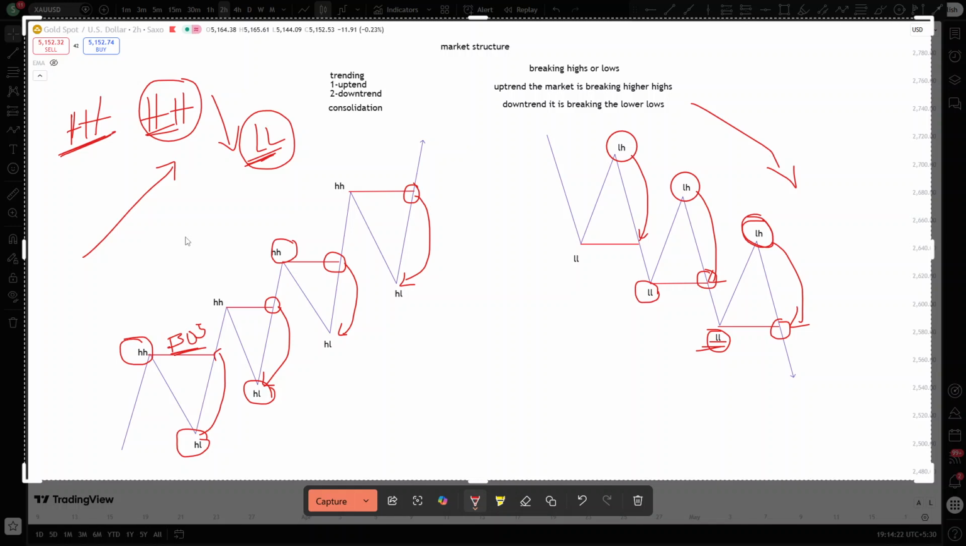Then what is supposed to be strong when you're in an uptrend is the higher low. What is supposed to be strong when you're in a downtrend is the lower high. So just remember this: you're expecting the one which has different letters to be strong. The one which has the same letters, you're expecting it to be weak.